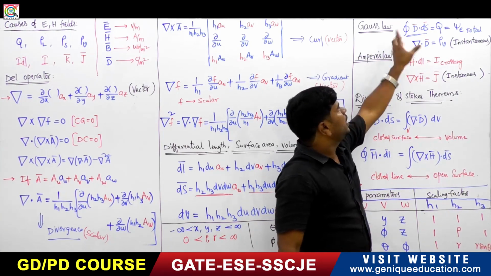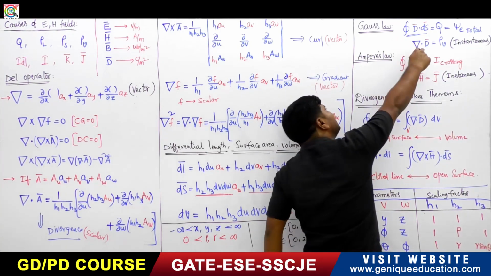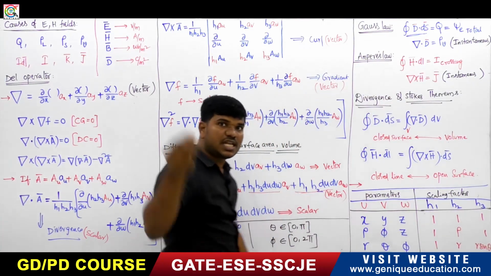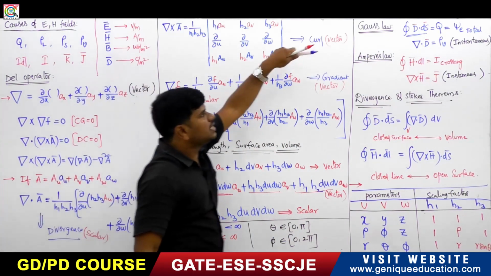Okay, suppose I want to write the divergence, see, observe this. What is this actually?